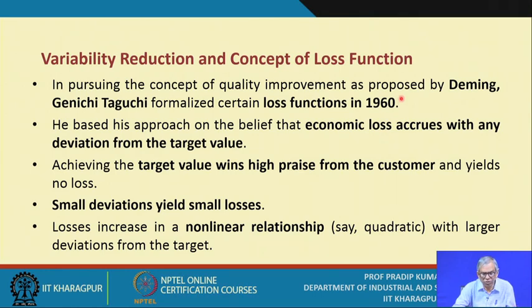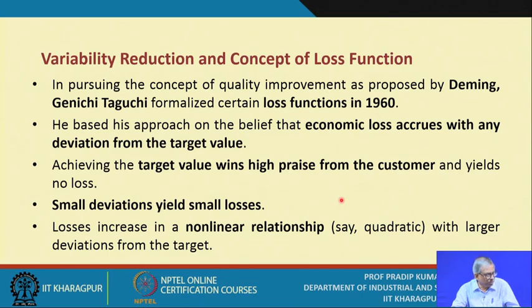He based his approach on the belief that economic loss accrues with any deviation from the target value. That means achieving the target value is your main goal. And if you achieve the target value, you will win high praise from the customer and yield no loss. So that is the basic assumption. And small deviations yield small losses. But if large deviations do occur, obviously you expect large losses. So losses increase in a nonlinear relationship, say quadratic, with larger deviations from the target.